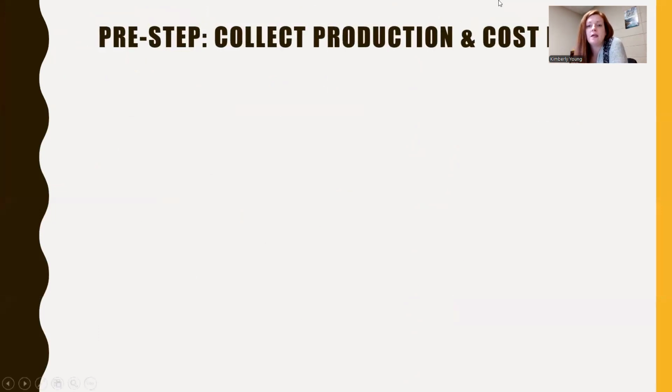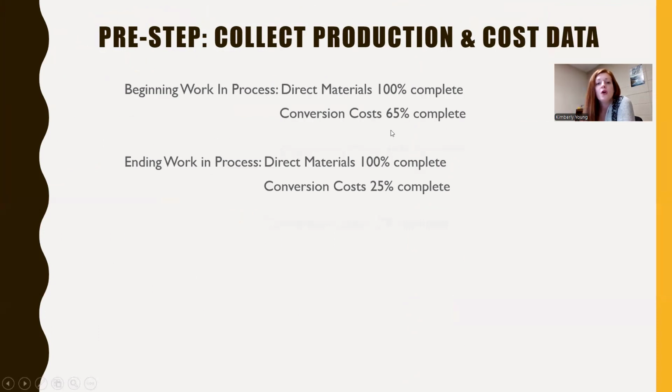So a pre-step here: we have beginning work in process for this accounting period. We have all the direct materials, and the trail mix that is in work in process is 65% complete. So we started January 1st with trail mix that is 65% complete, and maybe this is for the roasting department specifically.